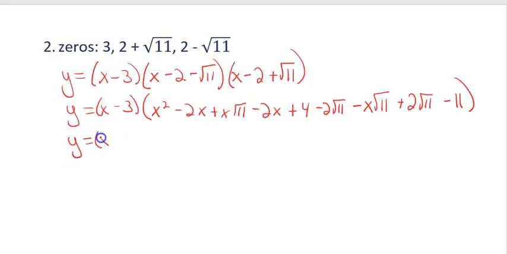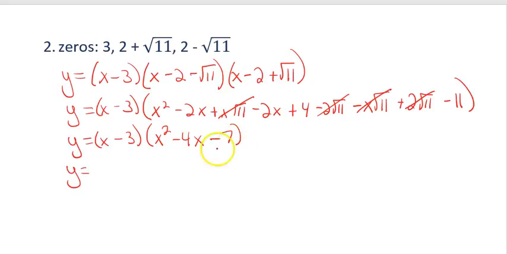Then before I distribute the x minus 3 in, I'm going to combine like terms because things are nasty. So I have the x squared, I have negative 2x and negative 2x to make negative 4x. The positive x square root of 11 and the negative x square root of 11 will cancel. Same thing with the negative 2 square root of 11 and the positive 2 square root of 11. That leaves me with 4 minus 11, which is a negative 7. Then I can distribute and things will be easier.